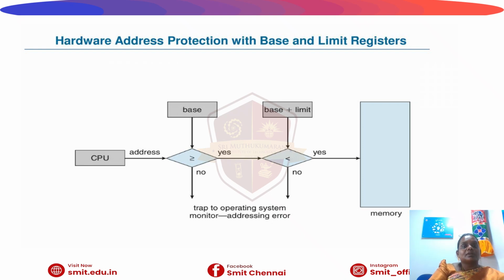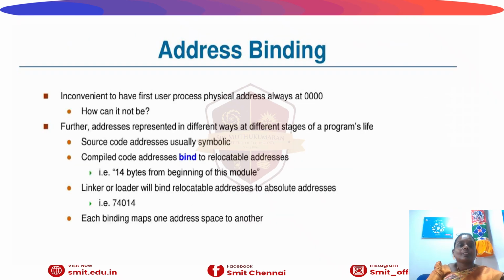The advantages of this hardware address protection are memory protection, process isolation, secure execution, and address binding. Address binding is the process of mapping program addresses to memory addresses. The types of address binding are compile time binding and load time binding. It is convenient to have the first user process physical address always at 0.